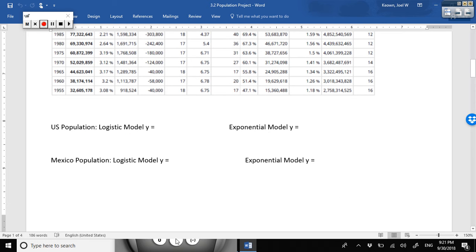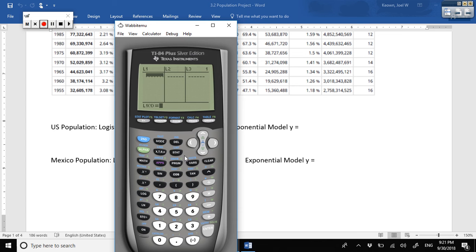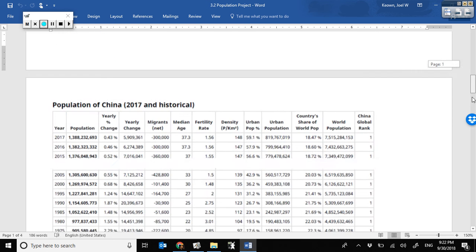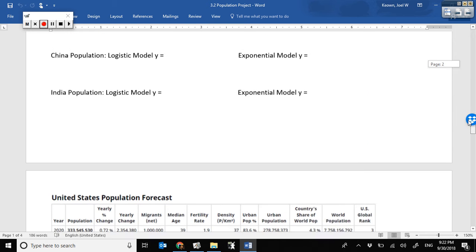So, going back to my calculator, after I get my data in there, I go to Stat, go over to Calc, and for exponential, I use number 0, ExpReg. I plug in exponential and it gives me my exponential model. For my logistic, it's option B, is logistic. And so you'll do that for the US model, make your models, and then again for Mexico. Coming down here, you'll do it again for China and India.